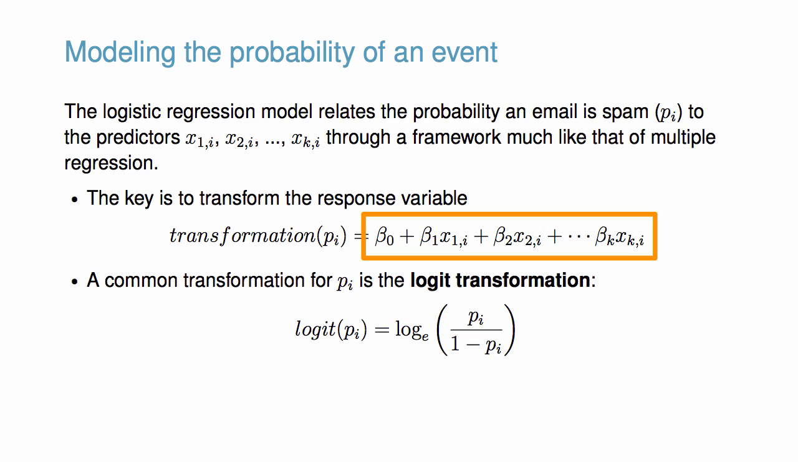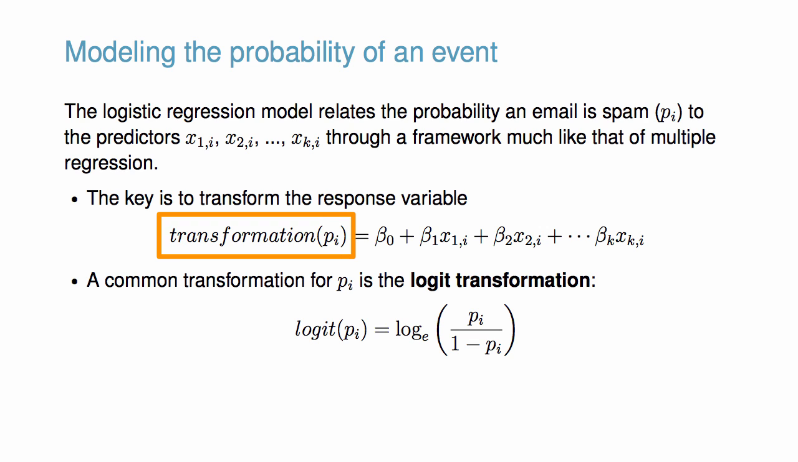Well, let's start with the right-hand side of the equation. Notice the coefficients beta 1, beta 2, and all the rest of them could be any number: positive, negative, or 0. Therefore, when the right-hand side is summed up, it can also take any of these values. In addition to other useful properties, the logit transformation makes it possible for the left side to take values along the same interval that is possible on the right side.